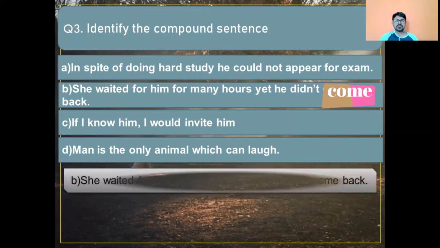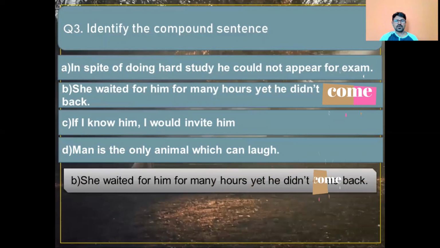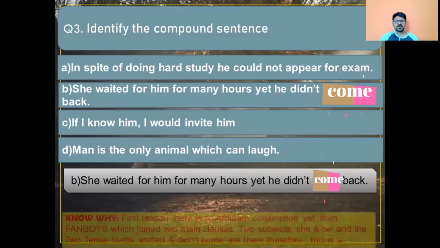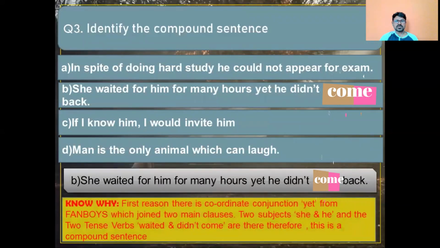The correct answer is option B. She waited for him for many hours, yet he didn't come back. Know why? First reason, there is coordinate conjunction yet from FANBOYS, which joins 2 main clauses. 2 subjects are there, she and he, and the 2 tense verbs waited and didn't come are there. Therefore, this is the compound sentence.